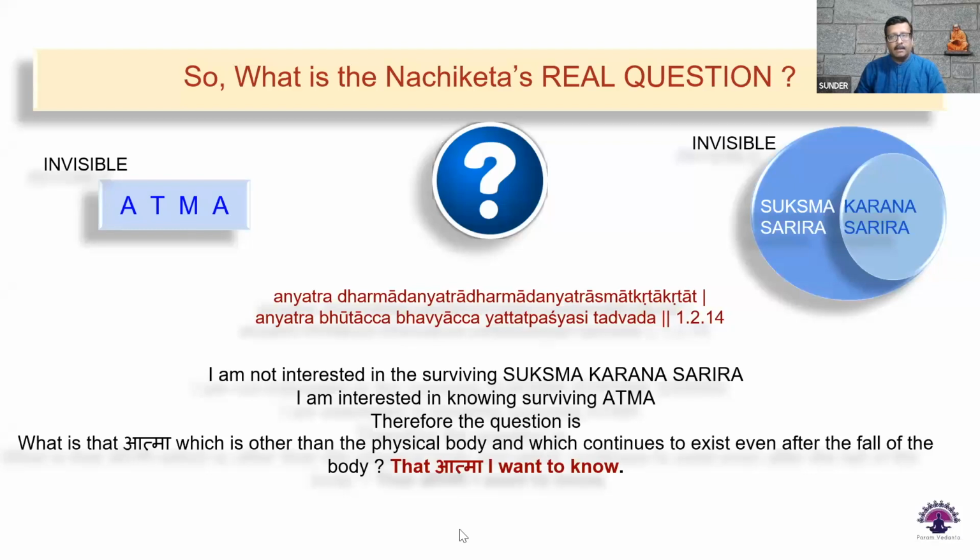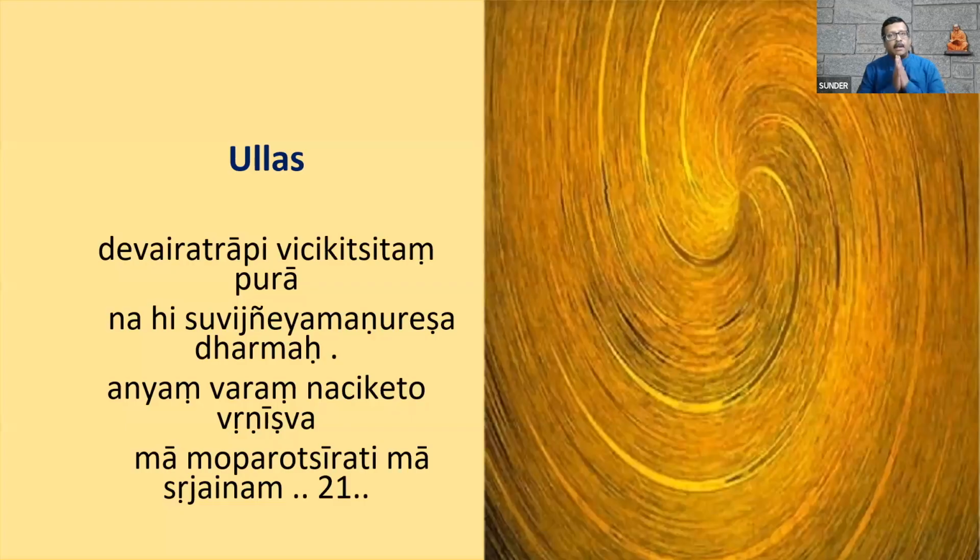so what is Nachiketas' real question, or what is the real question of the Kathopanishad? This comes much later in the second Valli, 14th mantra, where Nachiketas clearly says that I am not interested in the surviving Sukshma Karana Sharira. I am interested in knowing the surviving Atma alone. So the question is, Deha Vyatirikta Atma Kaha. What is that Atma, which is other than the physical body, which continues to exist even after the fall of the body? That Atma I want to know is Nachiketas' real question. Thank you.